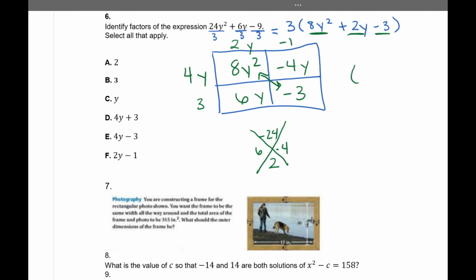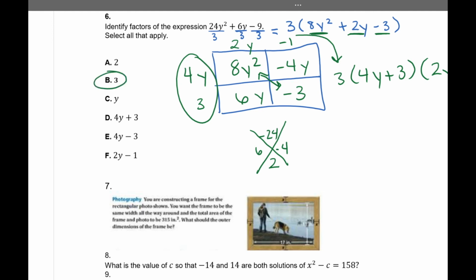So now my answer is 4y plus 3, because that's this part. And then I take the top row, which is 2y minus 1. And those two are my answers. Don't forget to bring back the 3 right there. This is your final answer, 3. So there's the B, 4y plus 3, D. And 2y minus 1, F. So B, D, and F are your correct answers.